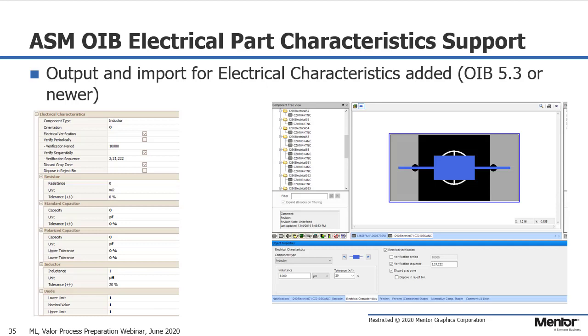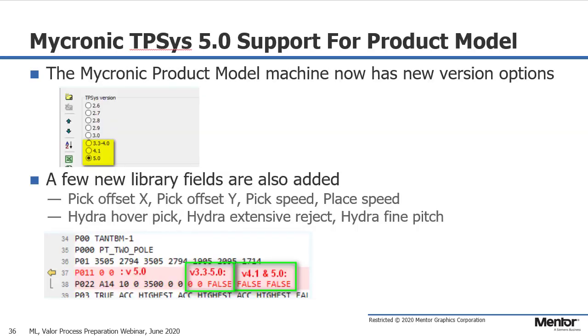Finally, for the OIB interface, we now support electrical part characteristics. These are again shown in the left side in process prep, but also on the right side in C-Place. For the Mycronic machine interface, formerly known as MyData, we have added support for newer versions of the TPSys interface. We have also added new library fields to this same interface, as shown here.